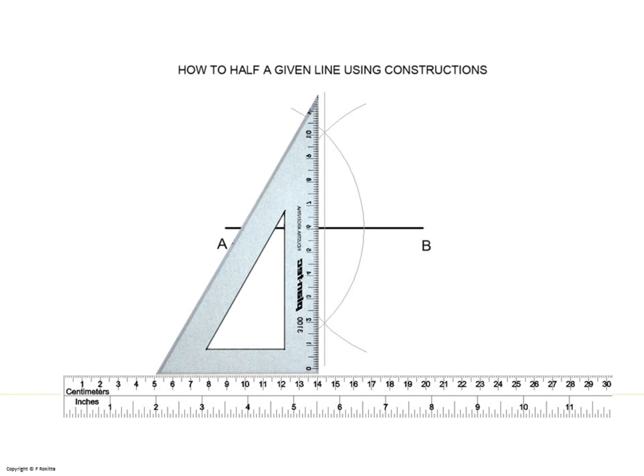Step 3. Draw a straight perpendicular line through the top and bottom intersection of the two arcs that you have just constructed with your compass. It's always good to use your ruler and set square to make sure that you have worked accurately.